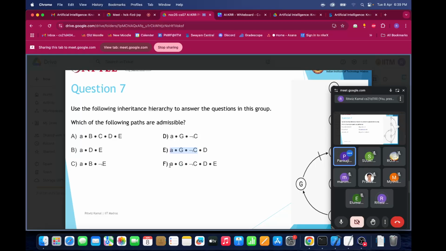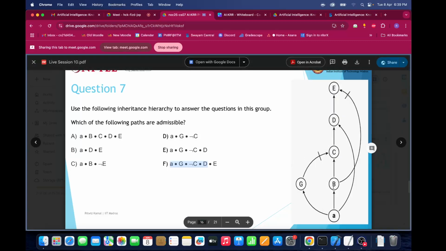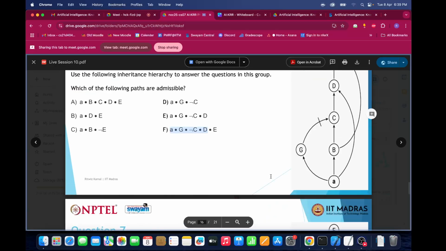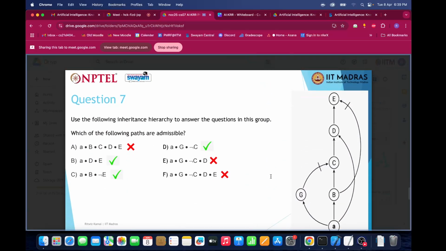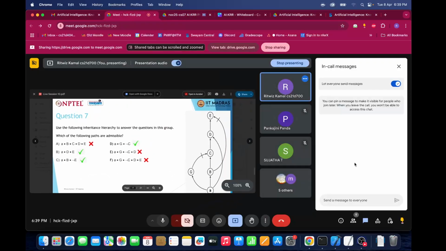And similarly here also A to G to not C to D, this also is a negative path. Because this is a negative path, E and F are not admissible. And A is not admissible because there is some redundancy. See here A to D, there is a redundant edge. So the admissible paths are B, C and D only. Okay, sir. Shall we move on to the next question then?